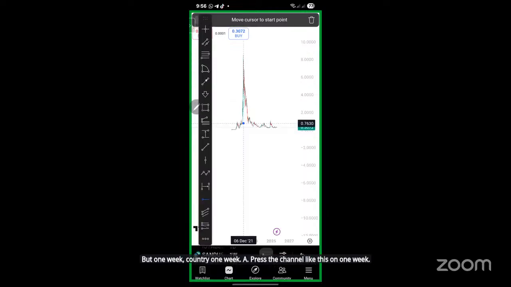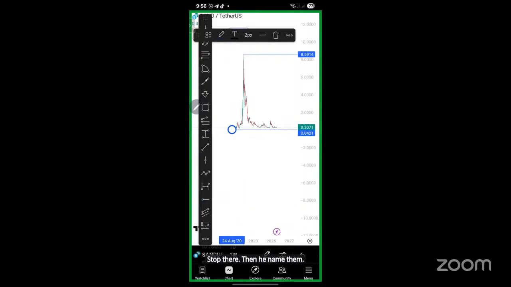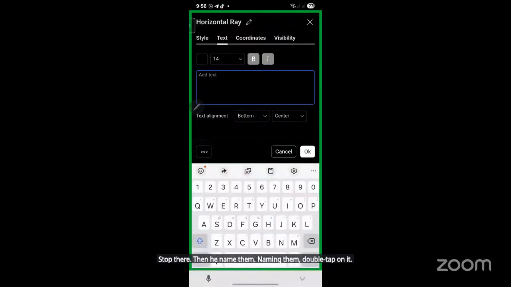Bring the horizontal ray. Label the weekly high. This is my weekly high. Tap there. Come here. Label the weekly low. Tap there. Then name them. Naming them, double tap on it. Write weekly low, simple, weekly low like this.